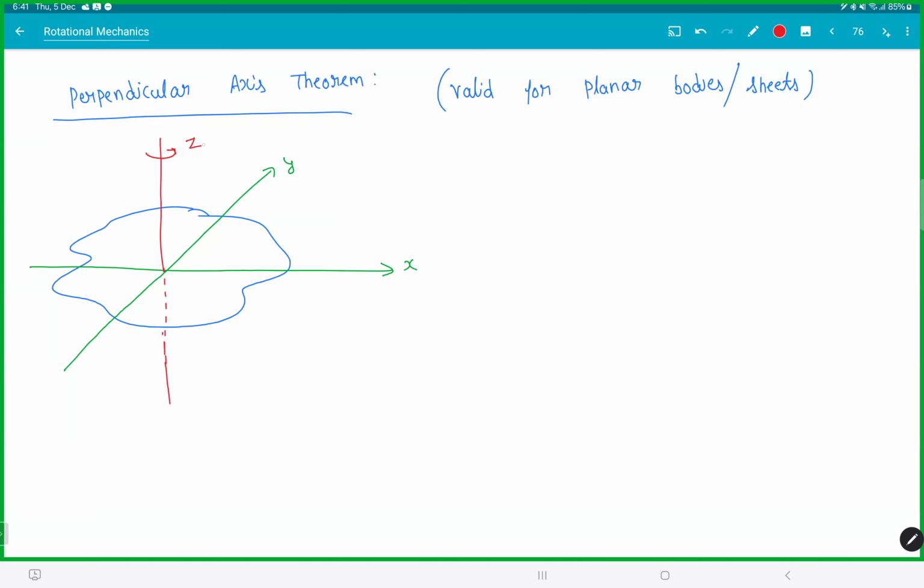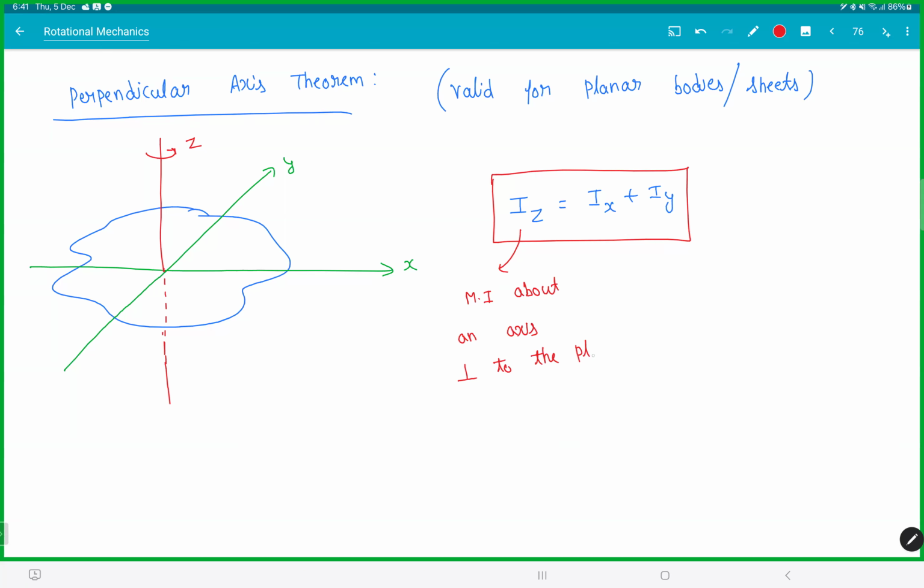This is your z-axis. So the theorem says Iz is equal to Ix plus Iy. Better way of writing is this: Iz is the moment of inertia about an axis perpendicular to the plane, whereas Ix and Iy are axes parallel to the plane, in the plane.